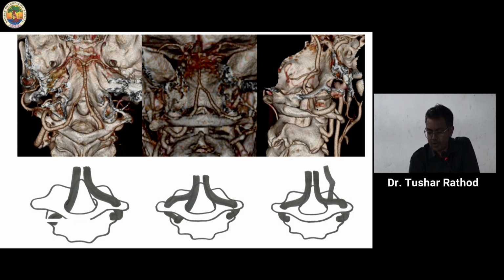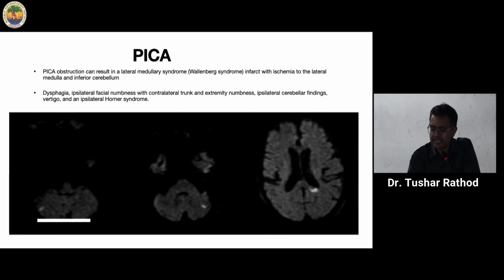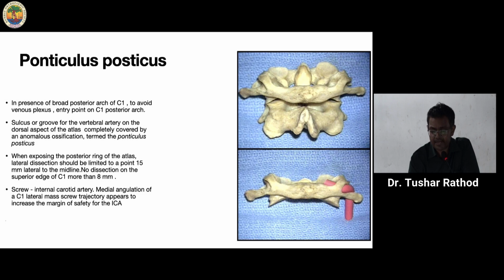Or there's something called a PICA, where the posterior inferior cerebellar artery takes its origin outside the dura over the C1 arch. And if you injure this, there's something called a PICA syndrome, which is nothing but a significant infarction of the medulla and the cerebellum, and the patient can have a disastrous outcome like dysphagia, dysarthria, and a paralysis. Another thing is that we do a Goel and Harms technique, C1 and C2 fixation.